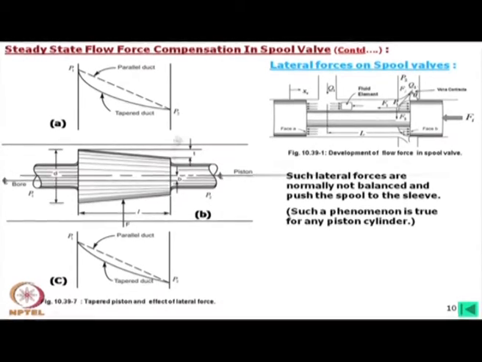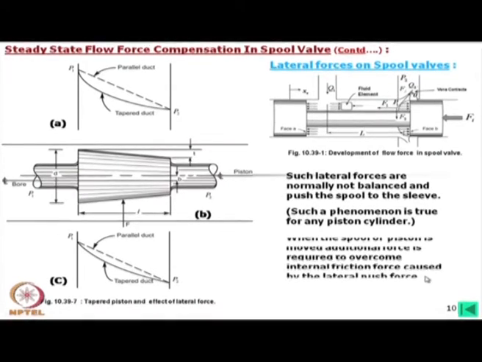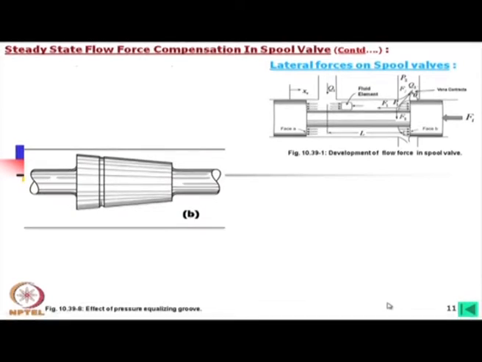This is not only for spool, this happens in any piston cylinder. When the spool or piston is moved, additional force is required to overcome internal friction force caused by the lateral push. That is obvious. Now, how to compensate this? What we can do? We can provide a groove here. Now, providing this groove, what happens? Let us see.